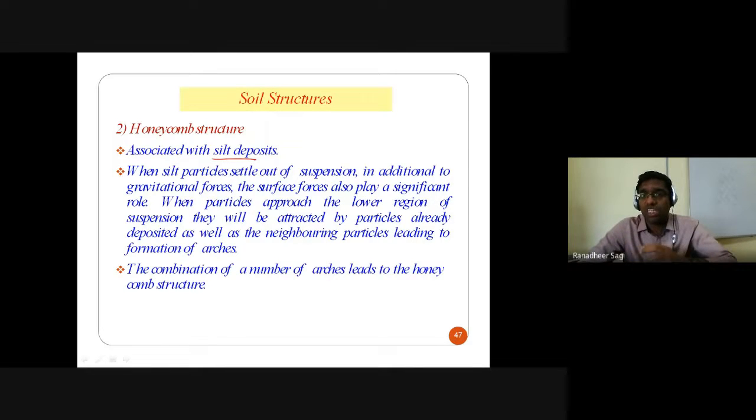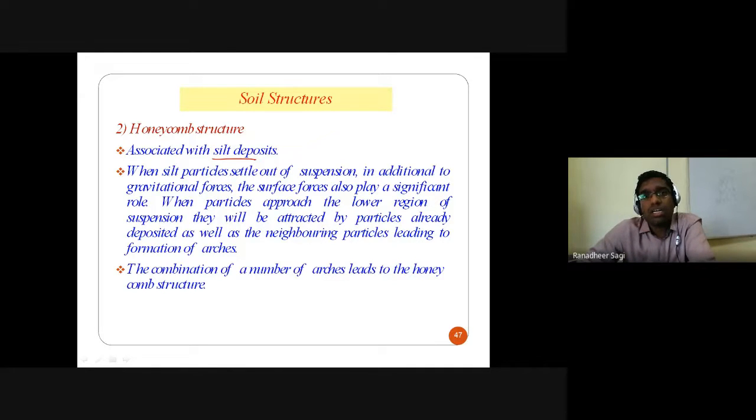So surface forces are going to be the predominant forces on fine grained soil particles when compared to coarse grained particles. And the gravitational force effect, or the body force effect, is going to be predominant in the case of coarse grained soil, whereas the effect of surface forces on coarse grained soils is relatively very, very less. So when those silt particles are in suspension state, because of the effect of gravitational force, which is relatively less, and the predominant surface forces which are existing.